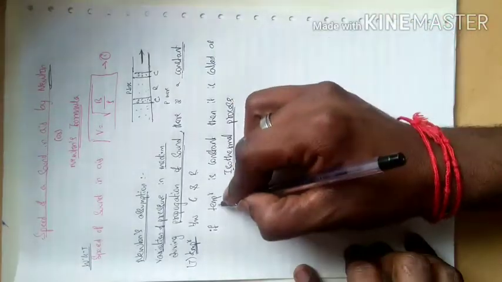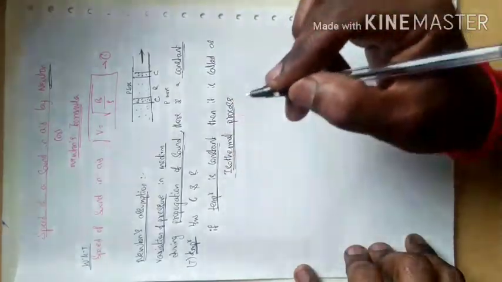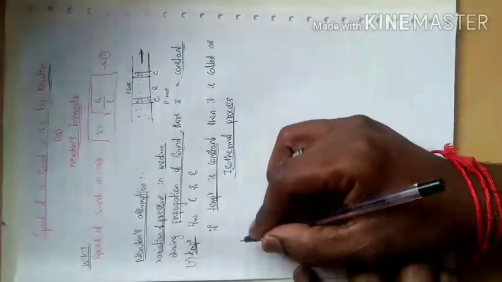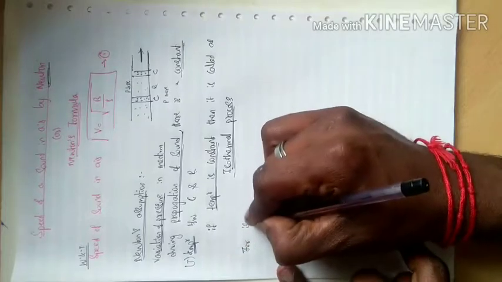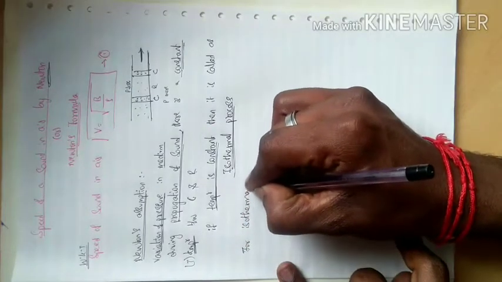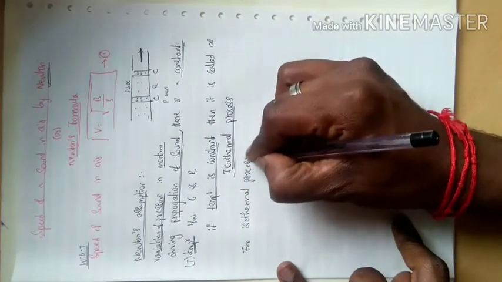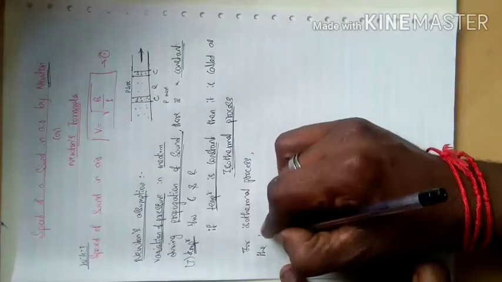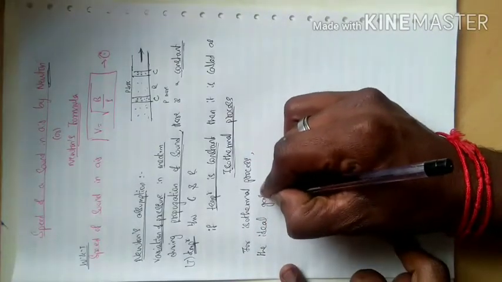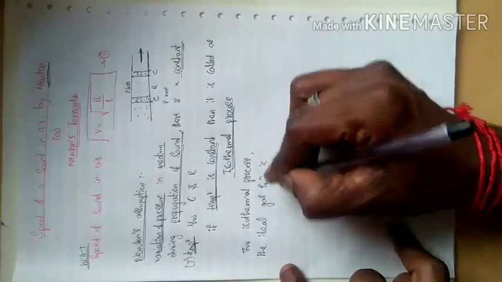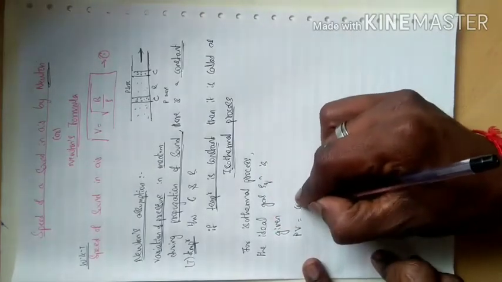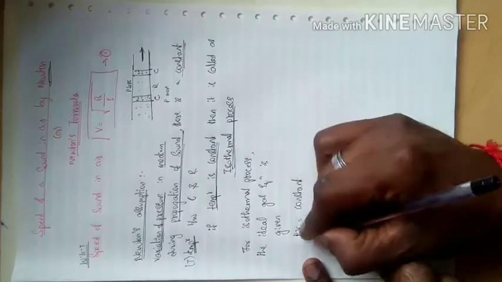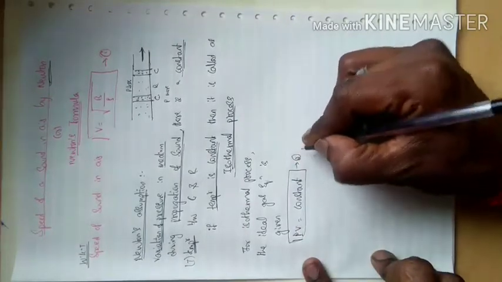In an isothermal process, what is constant? Temperature is constant. Yes. Now again going back to the ideal gas equations for isothermal process. For isothermal process, the ideal gas equation is given by PV is equal to constant. This is the ideal gas equation, calling it equation 2.